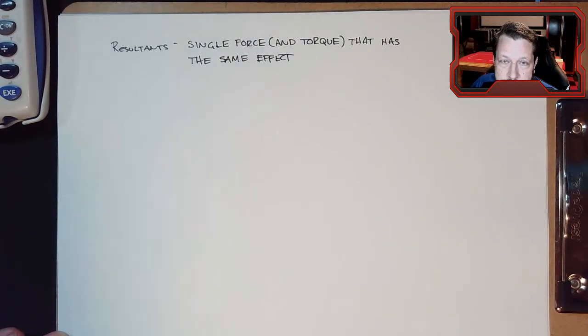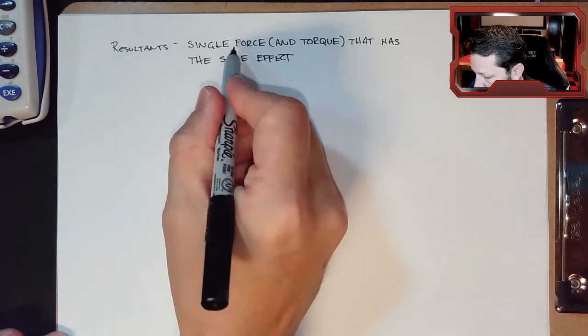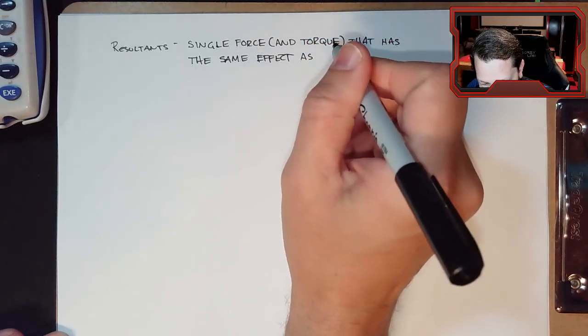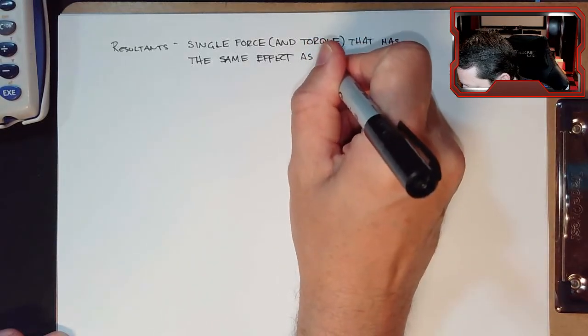So that weight and that external push and the frictional force and the ground reaction, all those things combined together are combined into a single resultant, which is a single force that has the same effect as all the original forces on the body.